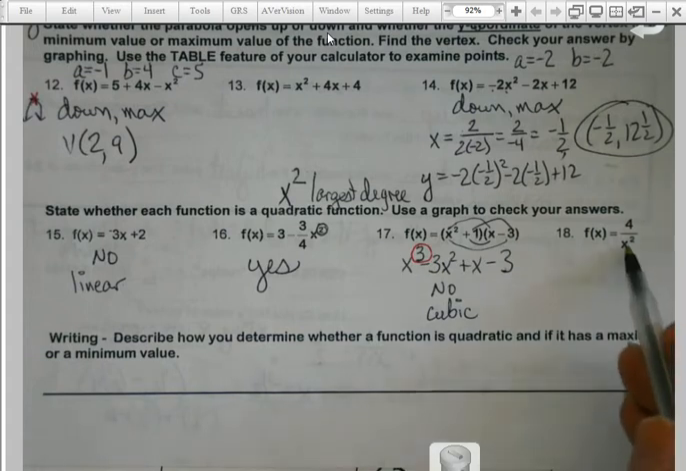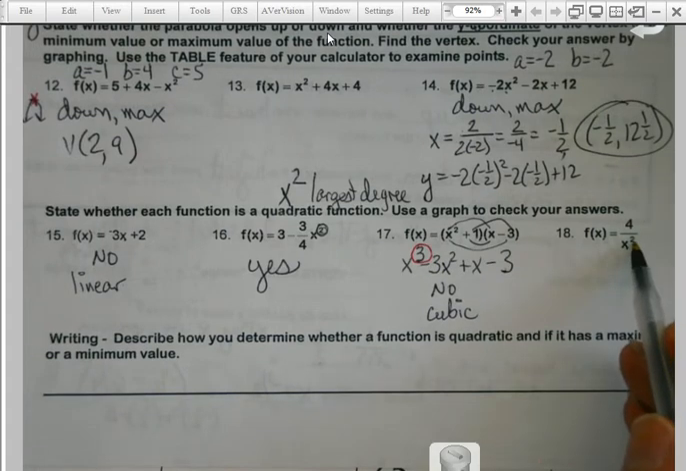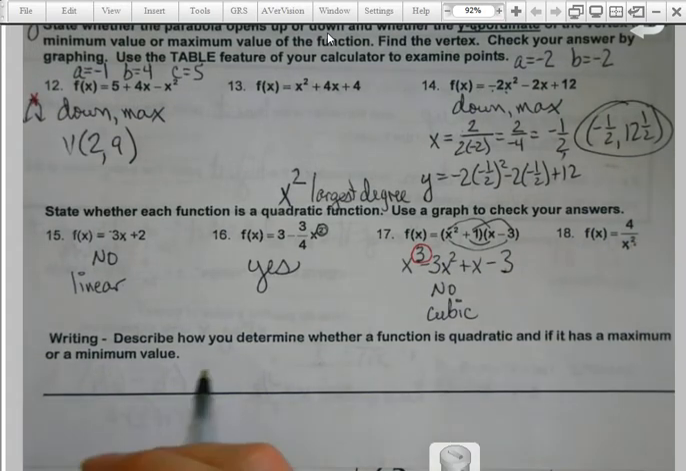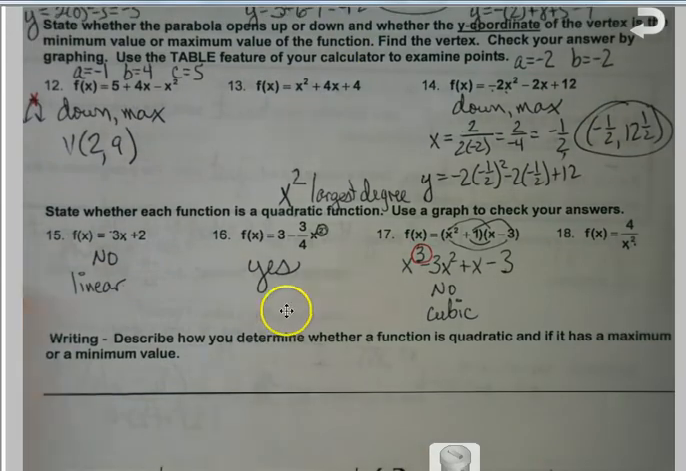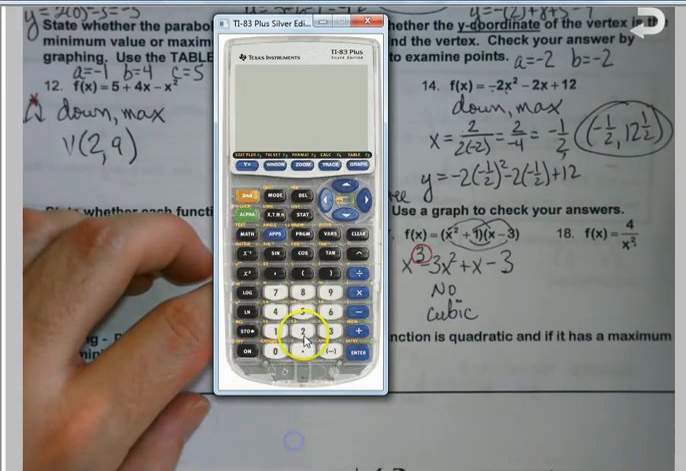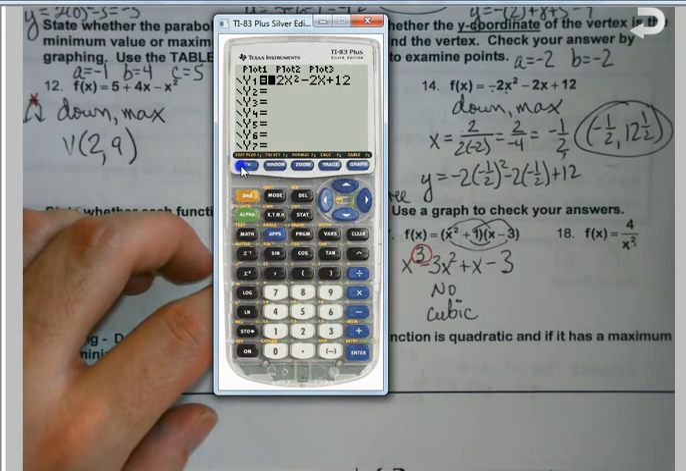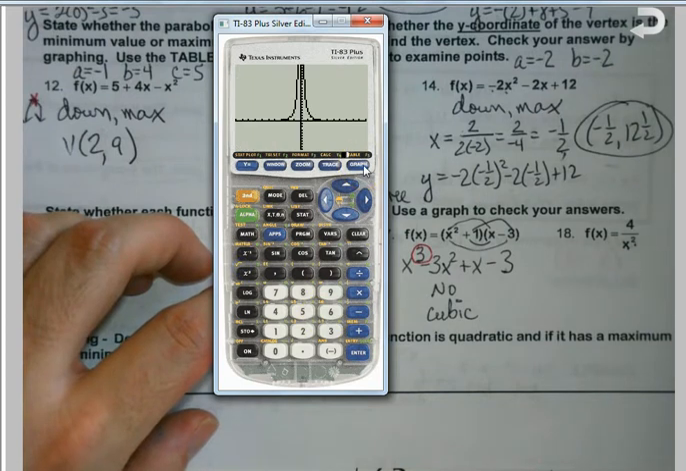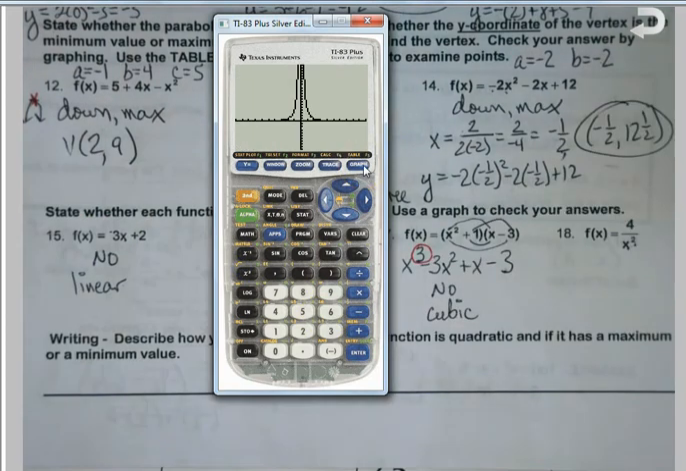Well, with this x squared being in the denominator, it's not really x squared. You're like, wait a minute, what do you mean it's not x squared? How can you say that? It says right there it's x squared. Well, let's look at this. 4 divided by x squared. Whoa. Okay, that doesn't look anything like what we've been doing. That's kind of funky looking.